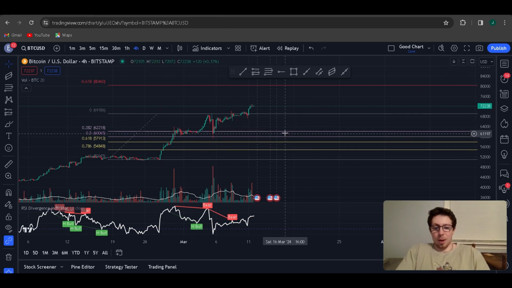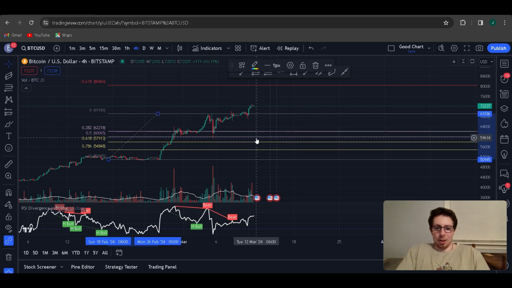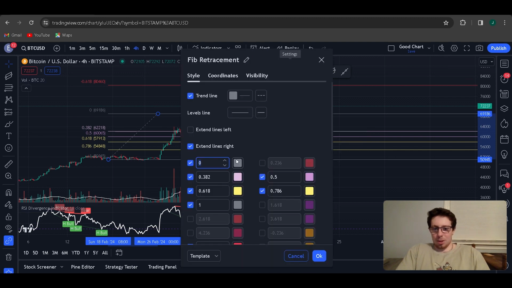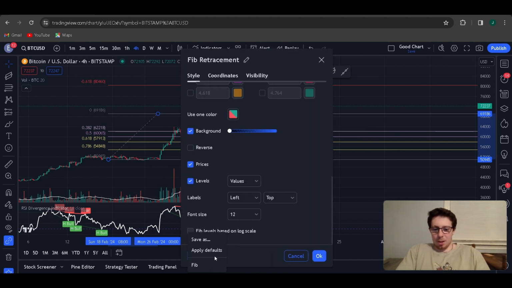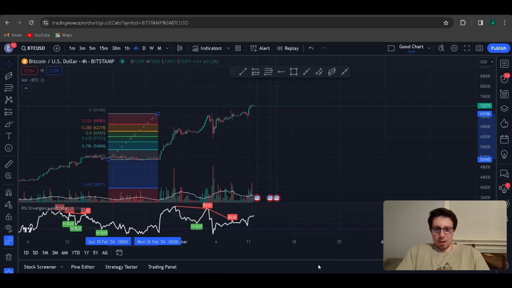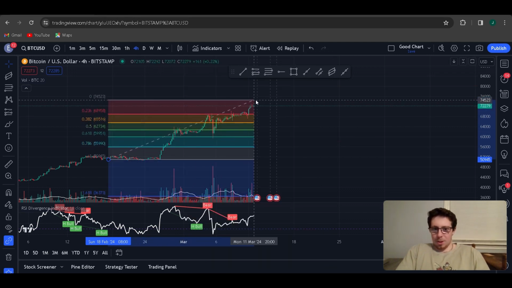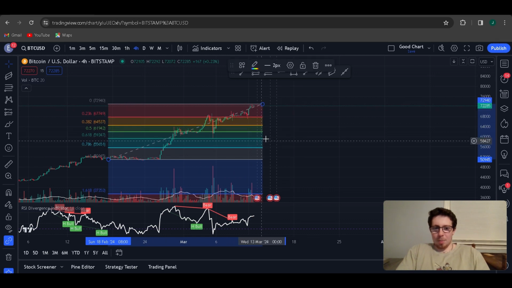You can change the way that these look. So you'll notice if you use your fib retracement tool, it's probably not going to look like this. It'll probably look more like this here, which is quite a bit different than mine.